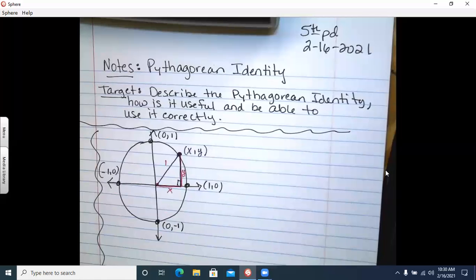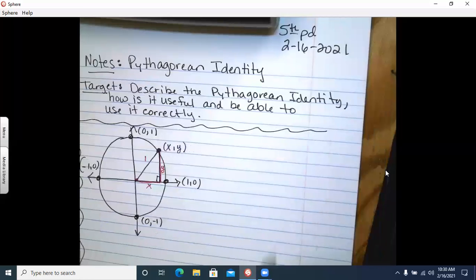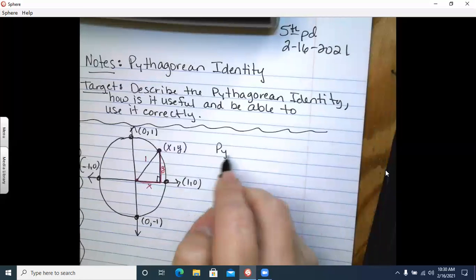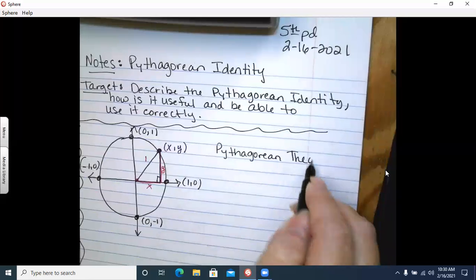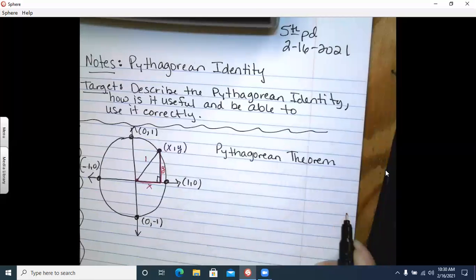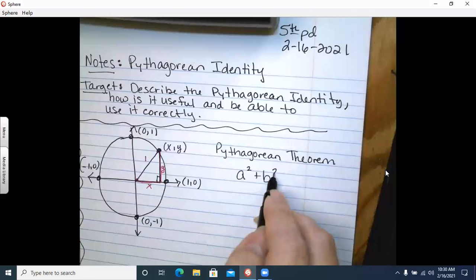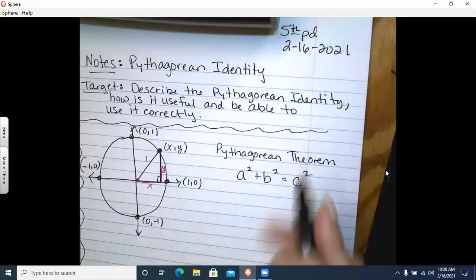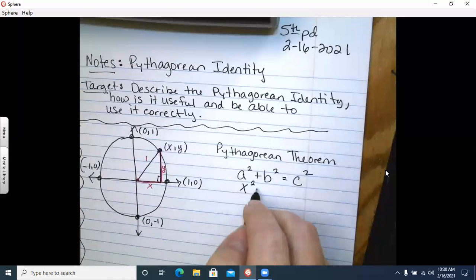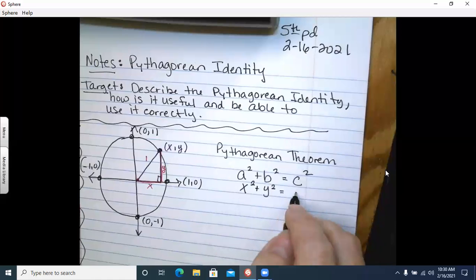So we know that the Pythagorean theorem, usually we say a squared plus b squared equals c squared, right? We label our legs a and b, and c would be the hypotenuse. But in trig, instead of side a and side b, we have side x and side y, right? So would you agree that the way we have this labeled, that's the same thing as x squared plus y squared equals 1? The way we have that labeled, okay?